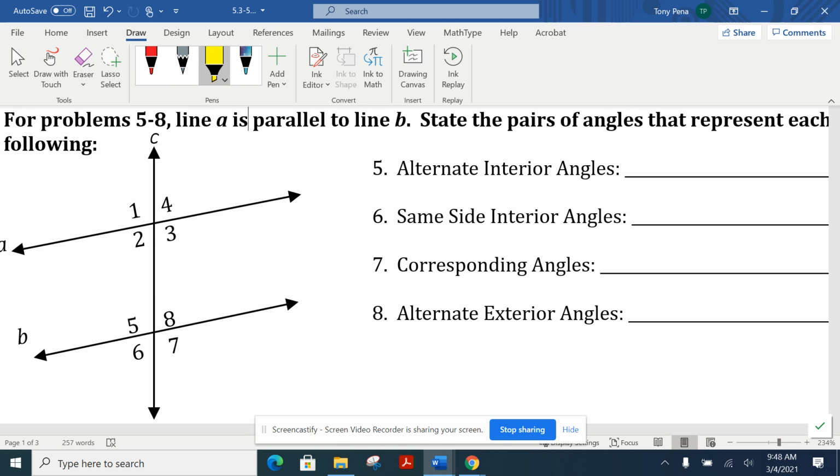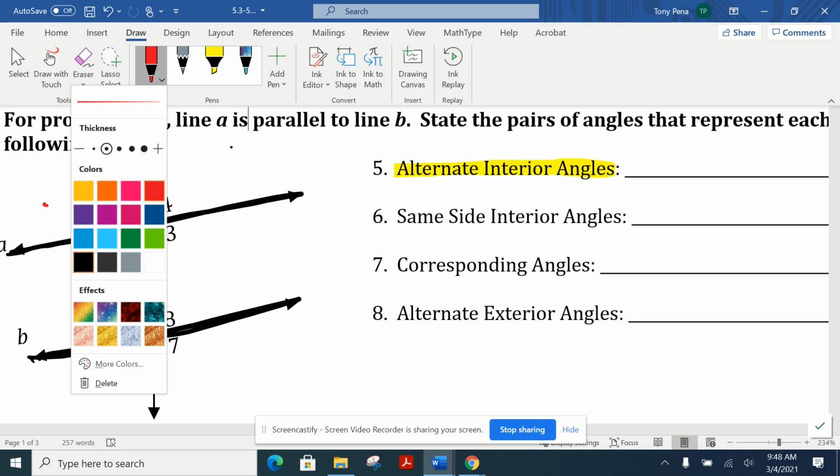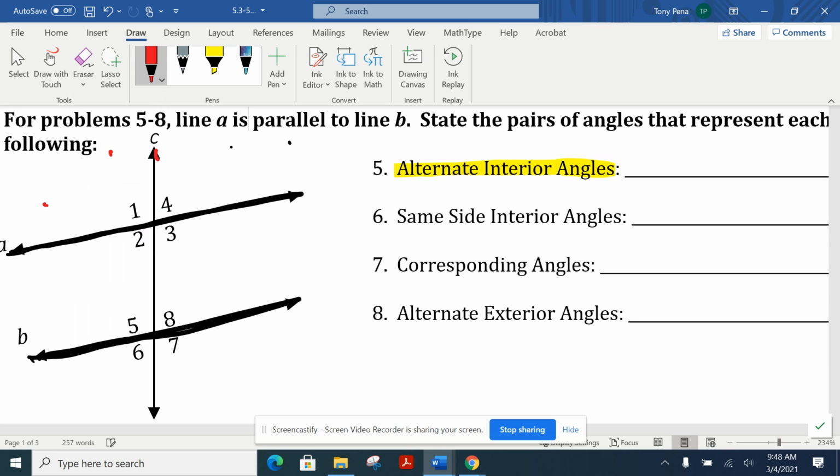If I ask you to identify any alternate interior angles, it says for problems number 5 through 8, line A is parallel to line B. State the pair of angles that represent the following. So write down a couple of alternate interior angles, and these are always got to be formed by two lines. So here's our two lines that get cut by a third line, which we call a transversal. So that's this one.